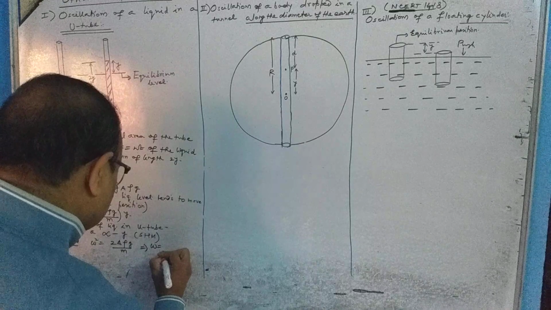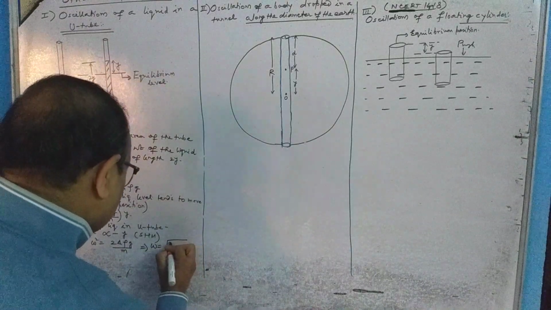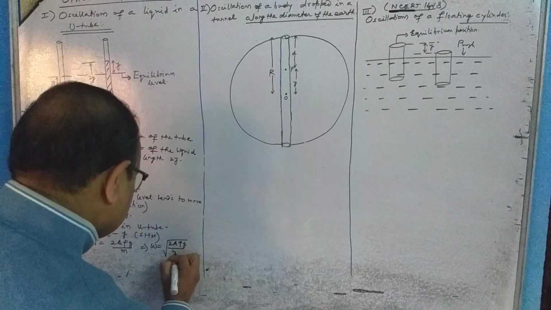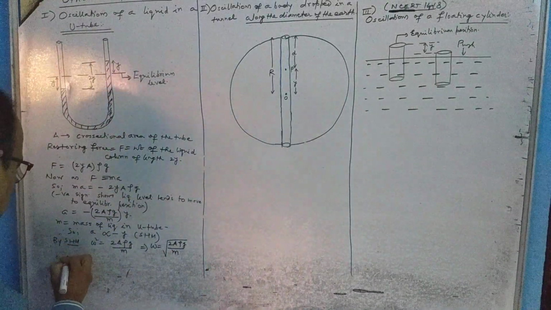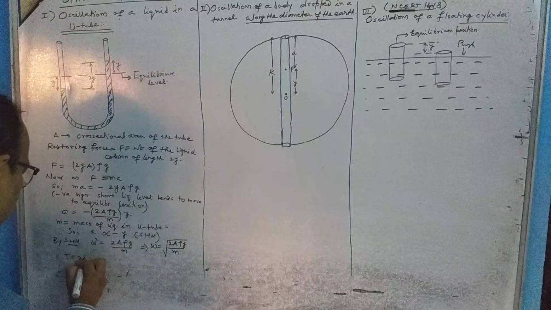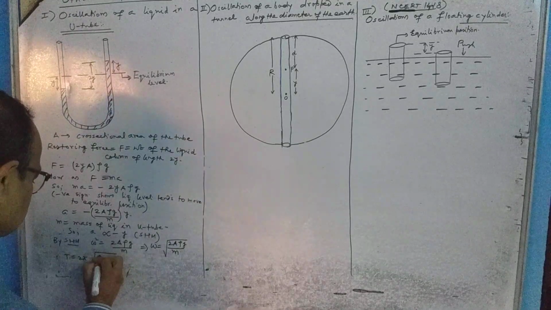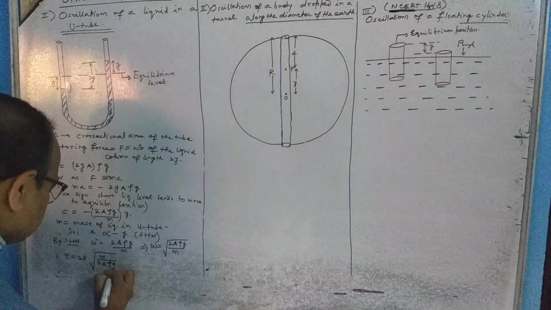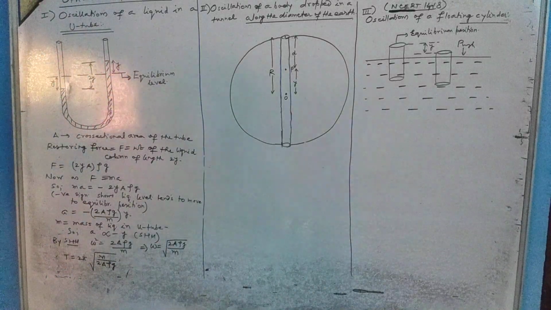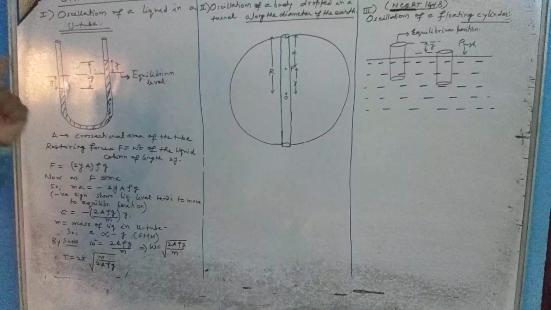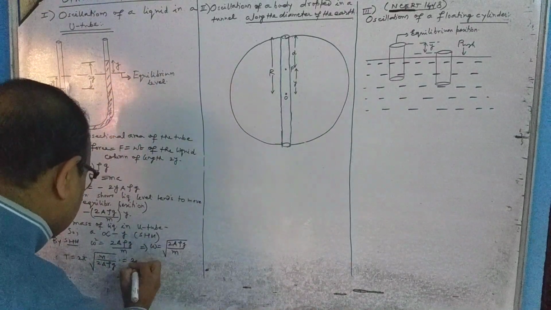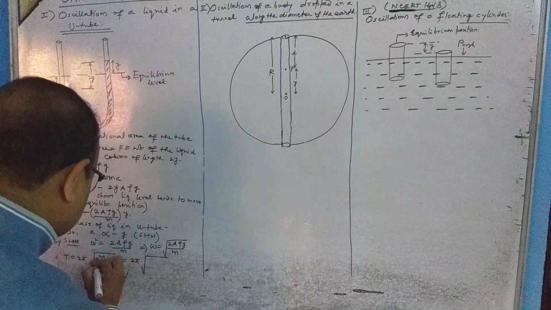Omega is equal to root of 2Aρg by m. So T is equal to 2π root of m by 2Aρg. That can be written. And what is m? m is the mass of the liquid column. I will write here 2π root over m.